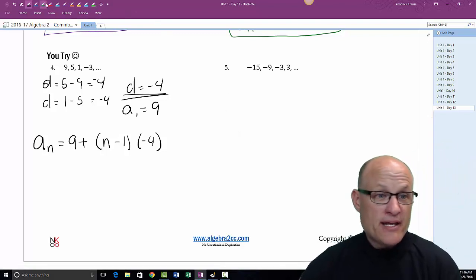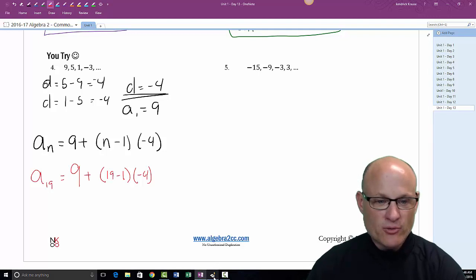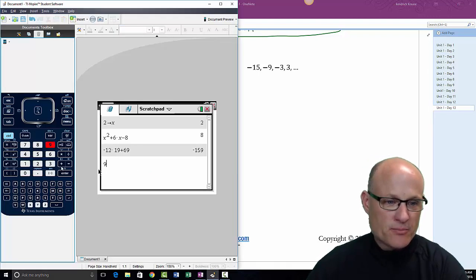That's it. It's done. Now I still want to find out what a sub 19 is. So that's 9 plus 19 minus 1 times negative 4. Not really sure what that is, so 9 plus parentheses 18 parentheses, that's 19 minus 1 times negative 4.